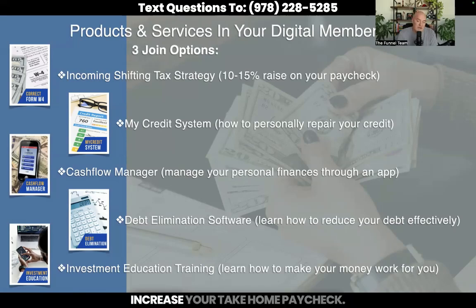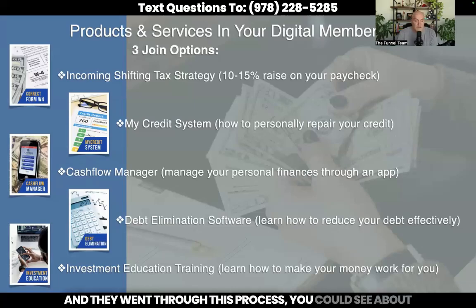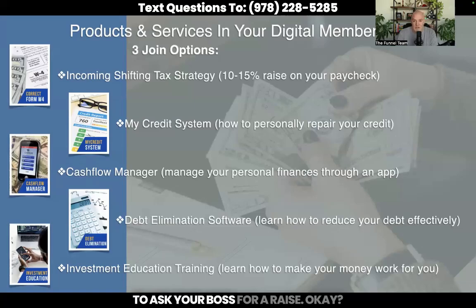This is going to help you increase your take-home paycheck. On average, our members are seeing about 10 to 15% raises in their take-home pay. So if you do some quick basic math, if a person makes about $50,000 a year, okay, and they went through this process, you could see about a 10 to 15% increase in your paycheck, which would be about $5,000 to $6,000 annually, or about $380 to $400 per month in take-home pay. That without having to ask your boss for a raise, okay? That is what income shifting can do for you.